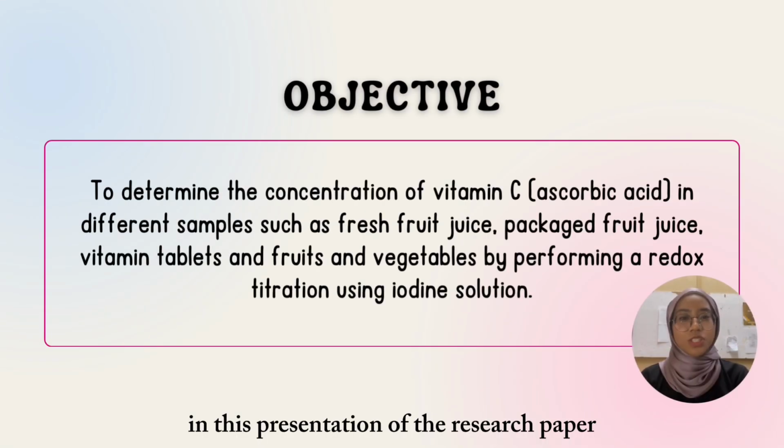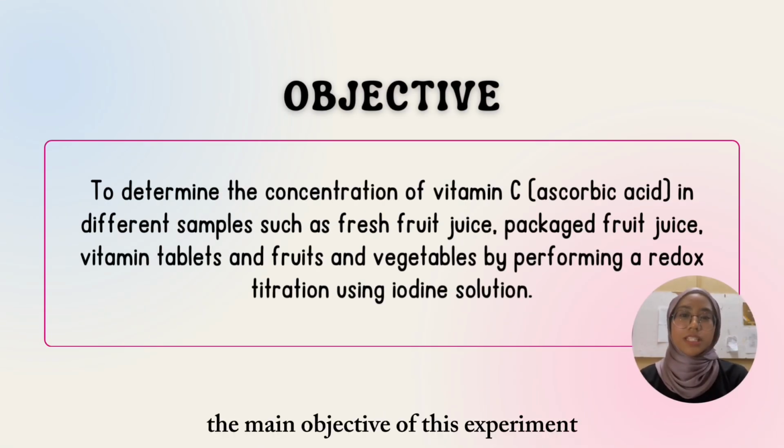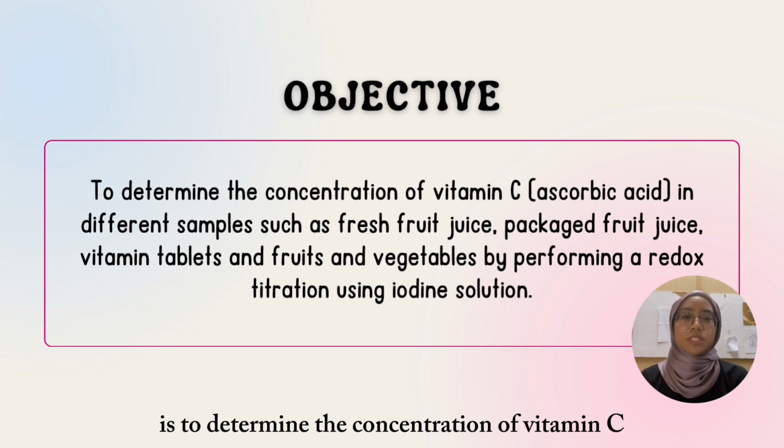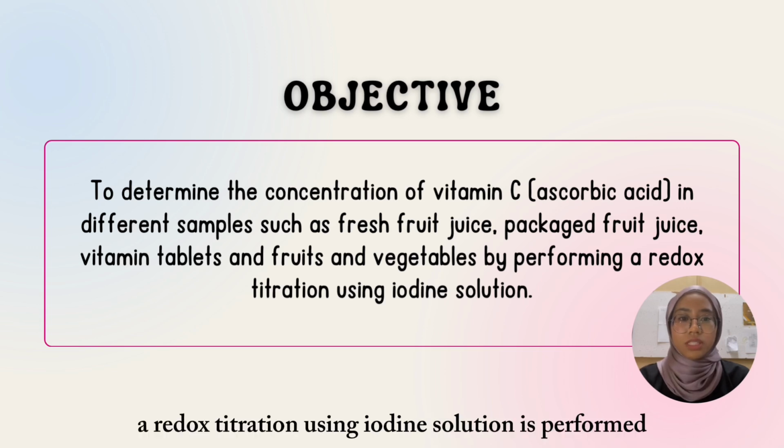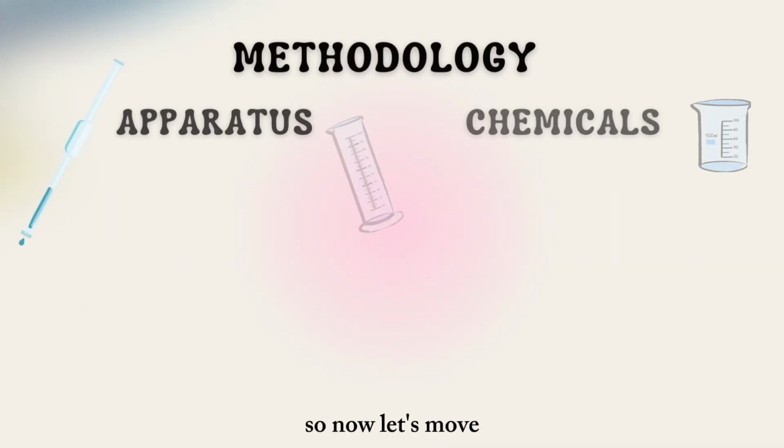In this presentation of the research paper, we will explore the main objective of this experiment, which is to determine the concentration of vitamin C, also known as ascorbic acid, in a variety of common samples. These include fresh fruit juice, packaged fruit juice, vitamin tablets, and raw fruits and vegetables. To achieve this, a redox titration using iodine solution is performed. So now, let's move on to the methodology.